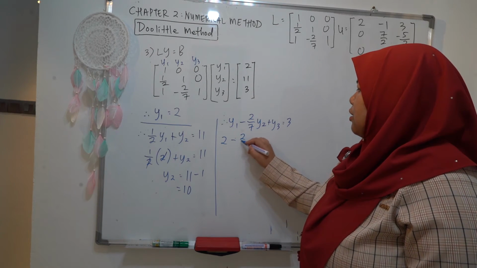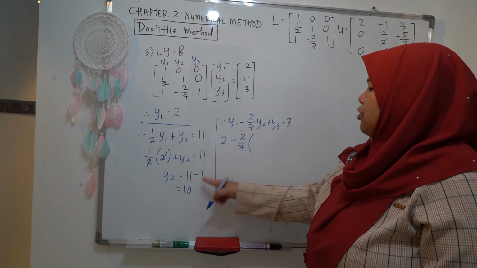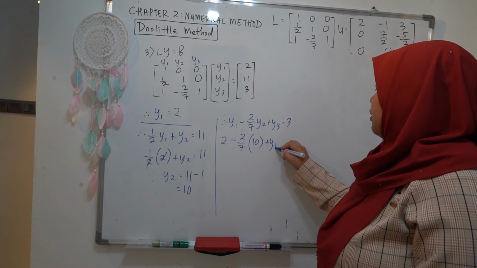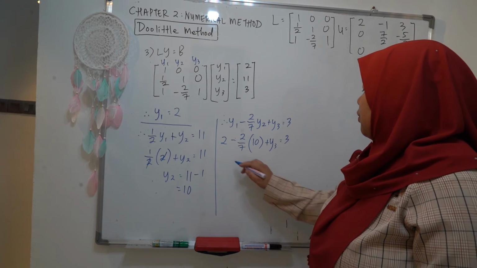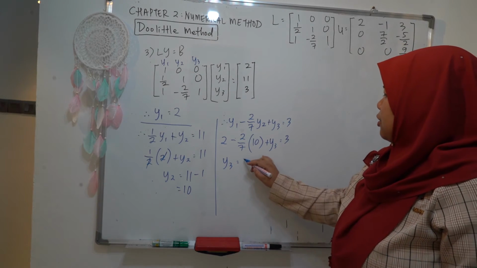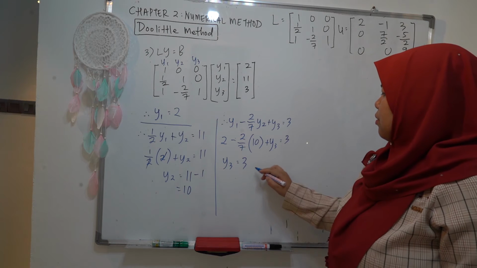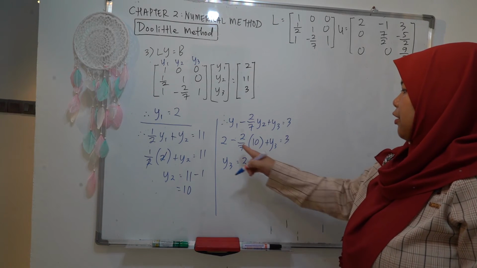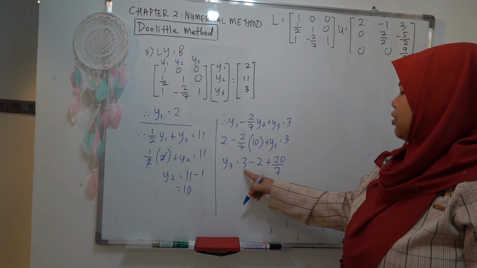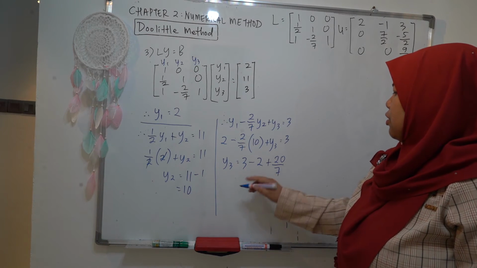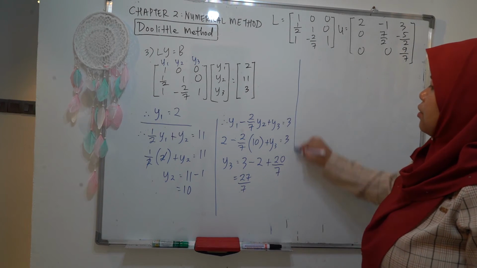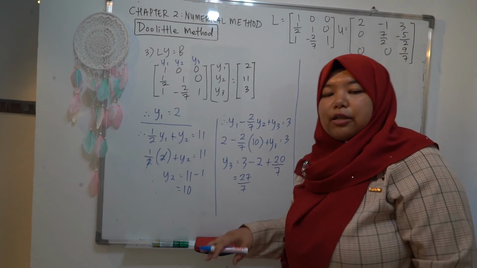2 minus 2 over 7 times y2, which is 10, plus y3, which is 3. So what is the number of y3? So 3 minus 2. Okay, over here plus 20 over 7. So 3 minus 2 is 1. So 27 over 7. Okay, so done with step 3.